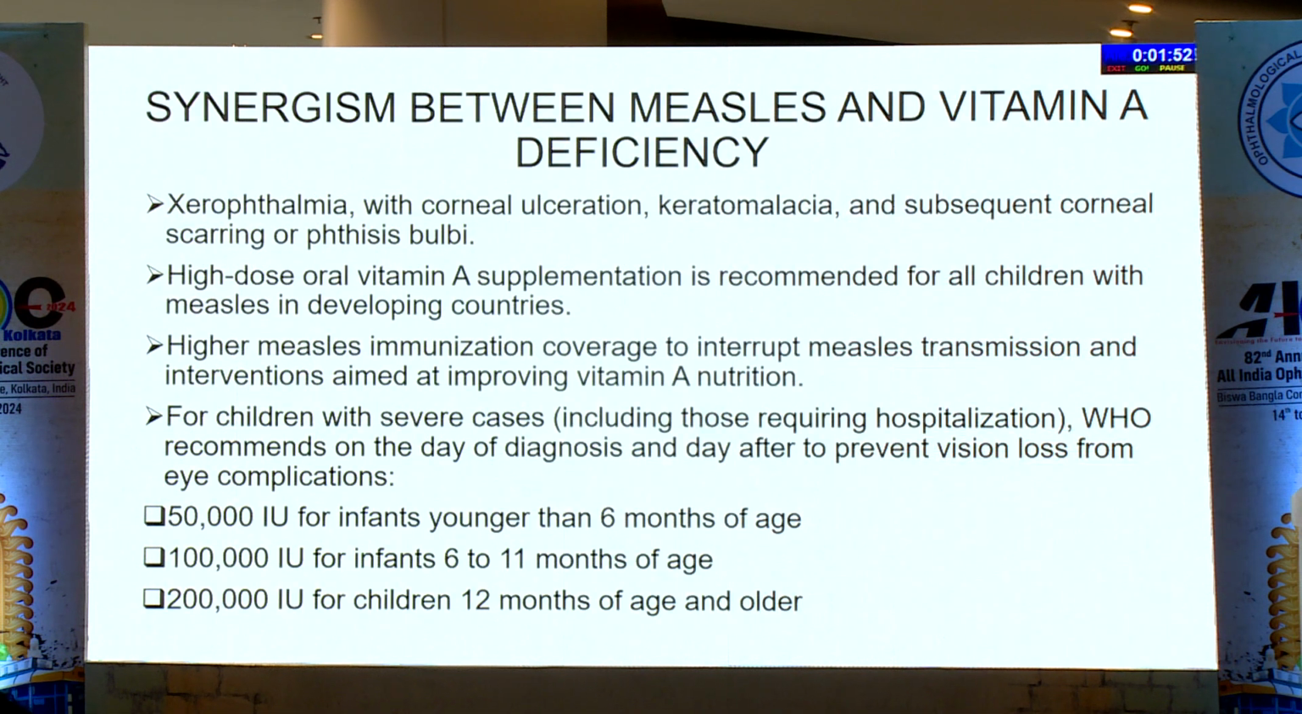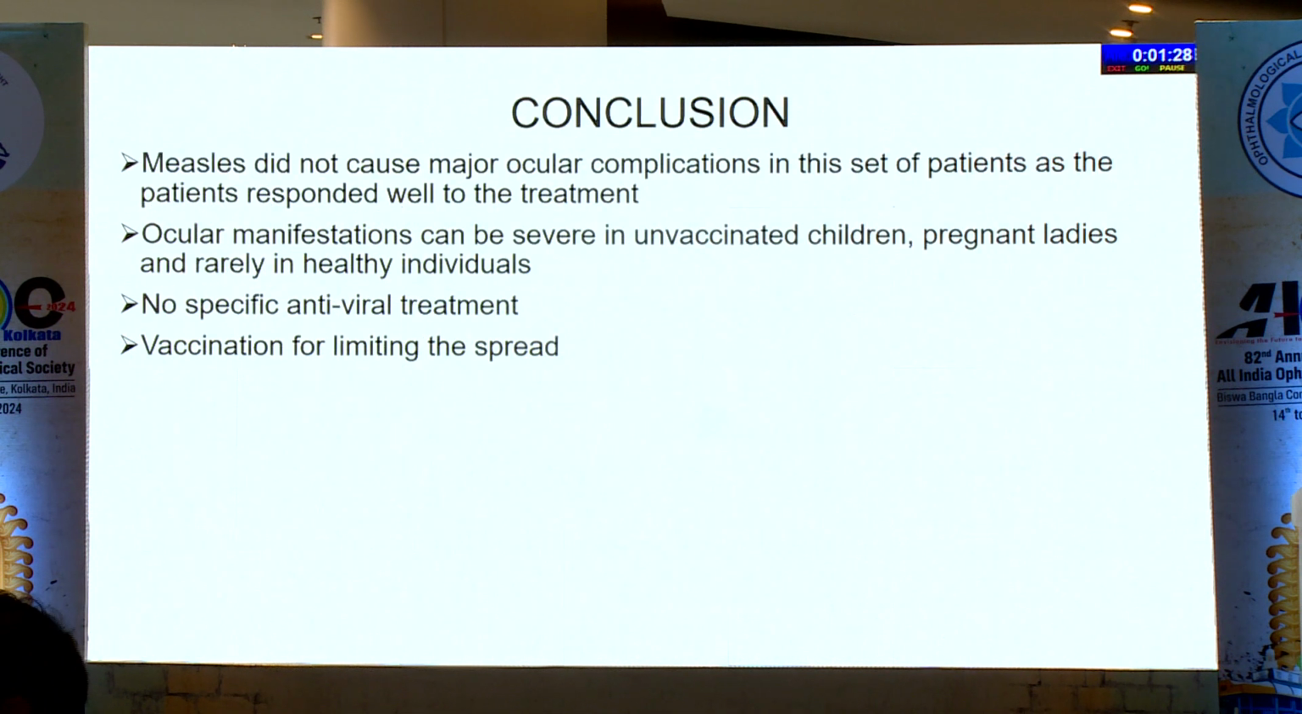There is, of course, synergism between measles and vitamin A deficiency, with xerophthalmia, which has multiple manifestations starting from corneal ulceration, keratomalacia and subsequent corneal scarring and phthisis. So we recommend high dose oral vitamin A supplementation. In severe cases in children, the WHO recommends 50,000 international units for infants less than 6 months of age, 1 lakh up to 11 months, and 2 lakhs for 1 year and older.